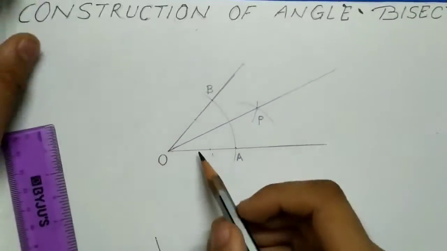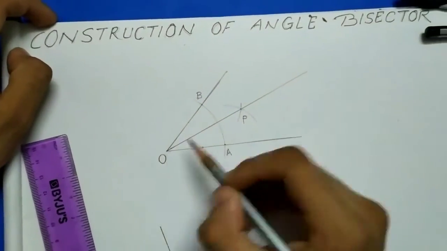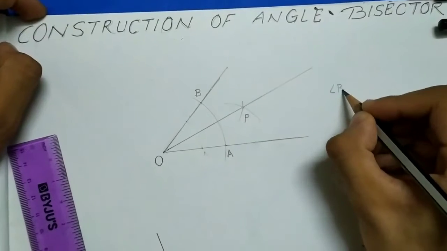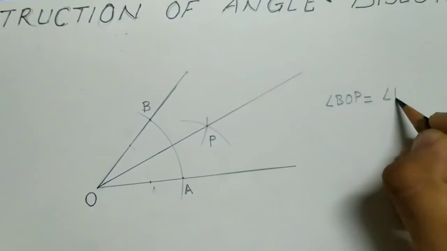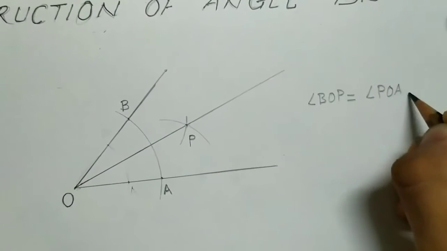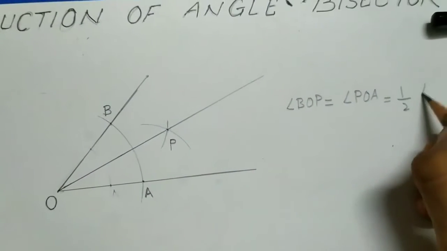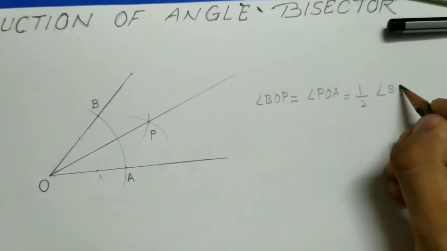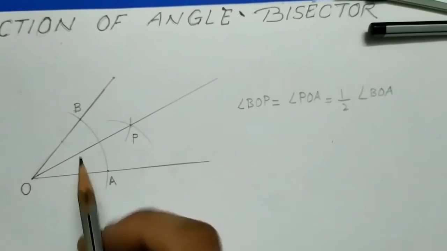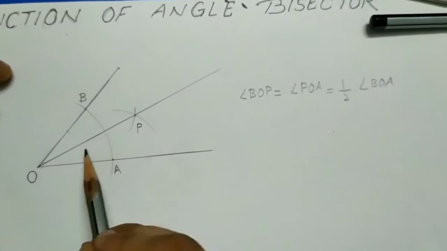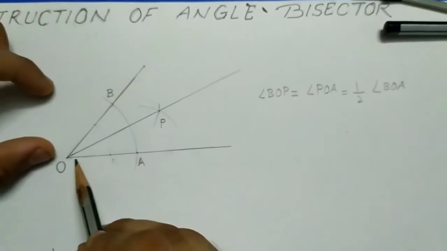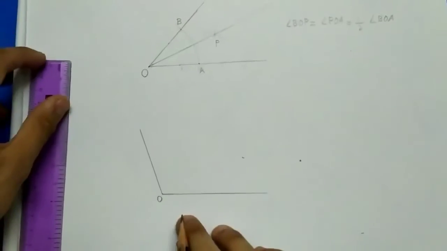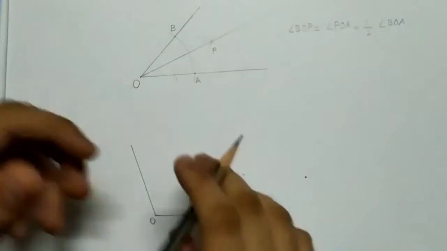There you go. So angle BOP is equal to angle POA, which is half of your original angle BOA. So this angle is equal to this one, and they are half of the bigger one. And this method works for obtuse angles as well.